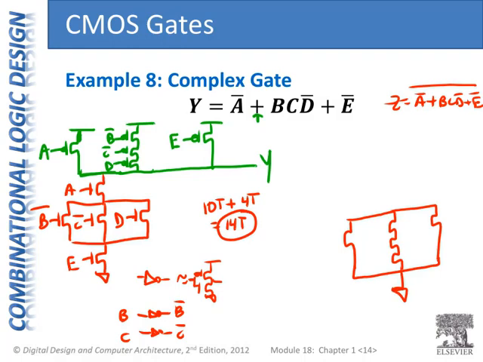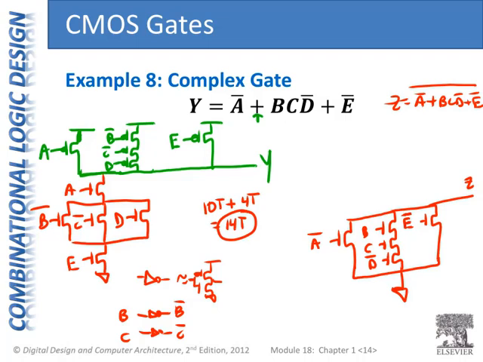And that would give us connection to ground. Oh, that's not Y, that's Z. So we'd get A bar or B and C and D bar or E bar. So I can already tell that this is going to be more transistors because I have 3 inverted inputs instead of just 2.